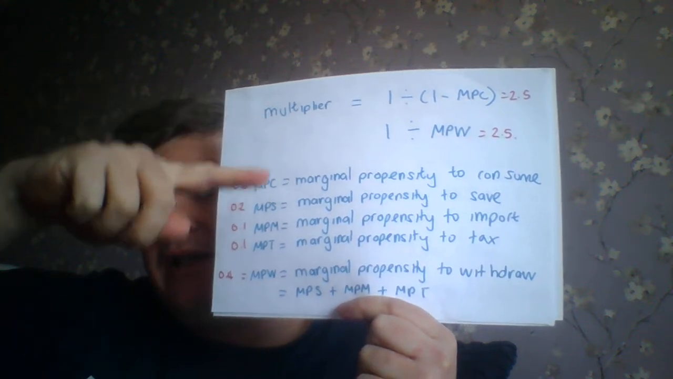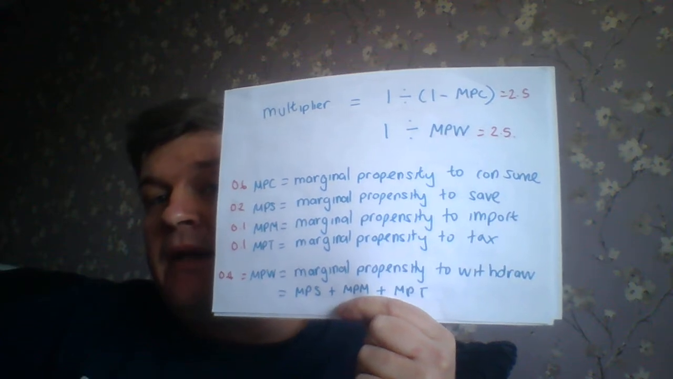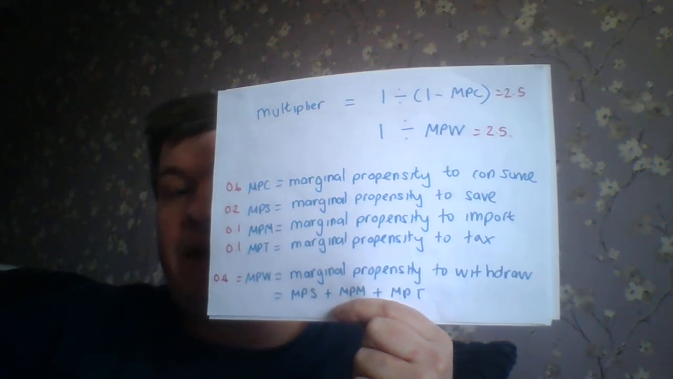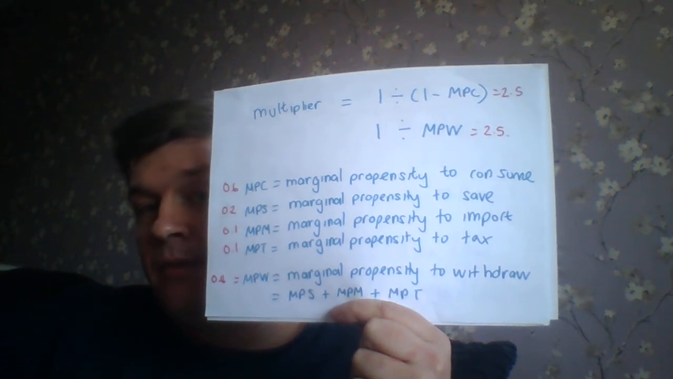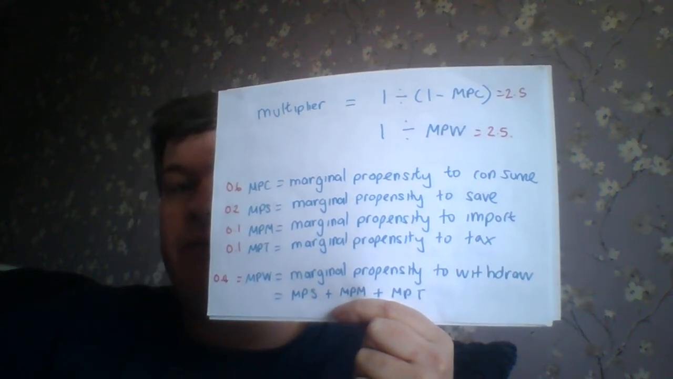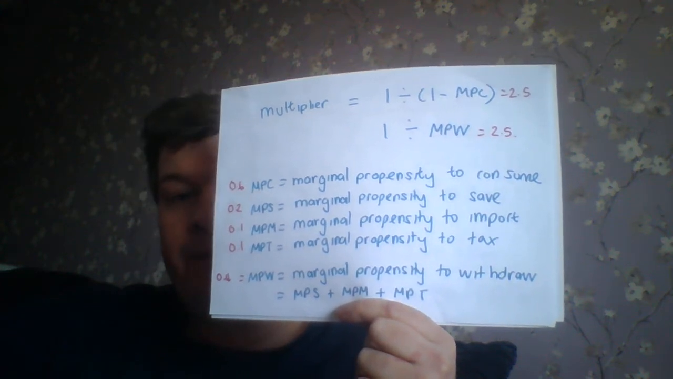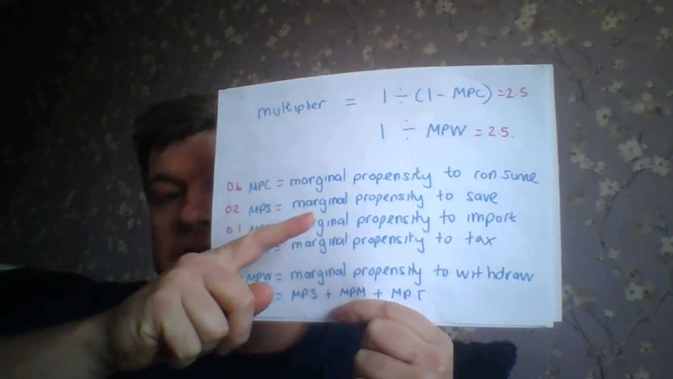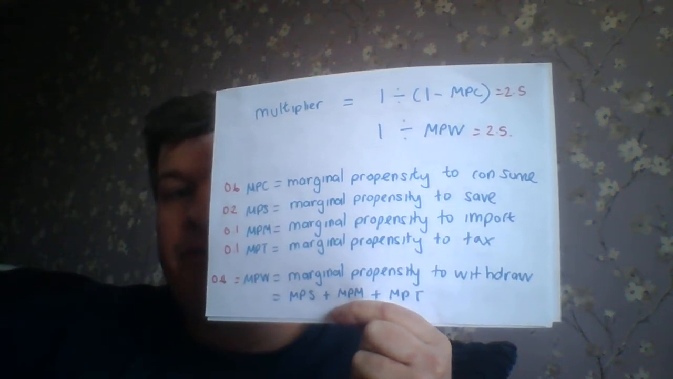Now you've got here a list of the key terms which you need to know for this topic. The MPC, the marginal propensity to consume. This is the proportion of additional income which people devote towards spending on domestic goods and services. MPS, the marginal propensity to save. This is the proportion of additional income that people devote towards savings.